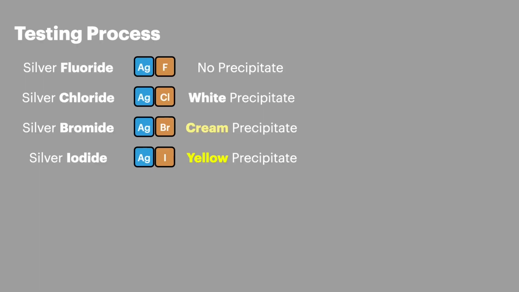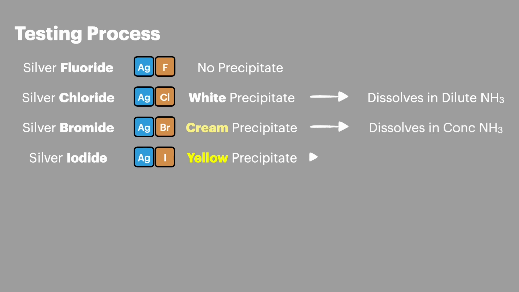Identifying the colour of the precipitates can actually be a little bit tricky. To make this easier, we can add ammonia to the precipitate and observe if a further chemical reaction takes place. If we add dilute ammonia to silver chloride, then the precipitate will dissolve. If we add concentrated ammonia to silver bromide, the precipitate will dissolve, and no concentration of ammonia will dissolve the silver iodide. So we can add two extra steps to our method.